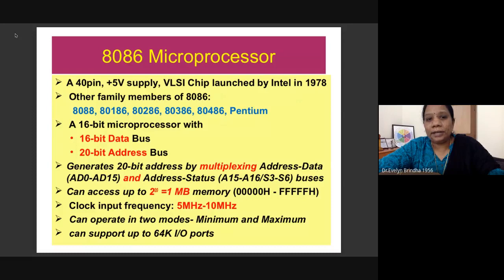The similarity between 8085 and 8086 is that both work on a 5-volt power supply. A minimum power supply of 5 volts is needed for the chip to switch on. Both have a 40-pin package. There are various other versions of 8086, also called 8088, 8186, 286, 386, 486 and so on. 8085 was an 8-bit microprocessor, but this is said to be a 16-bit microprocessor.